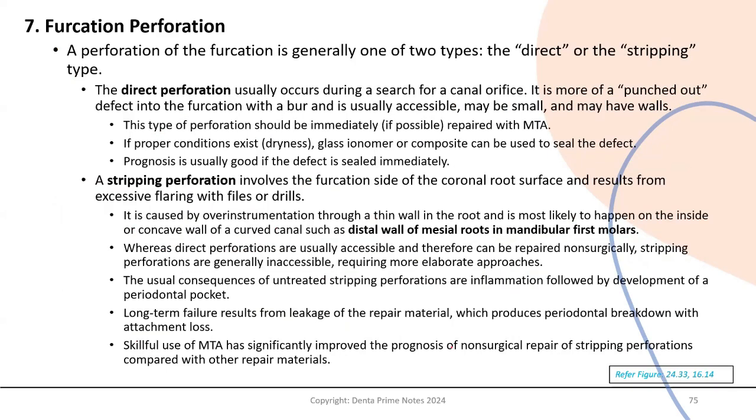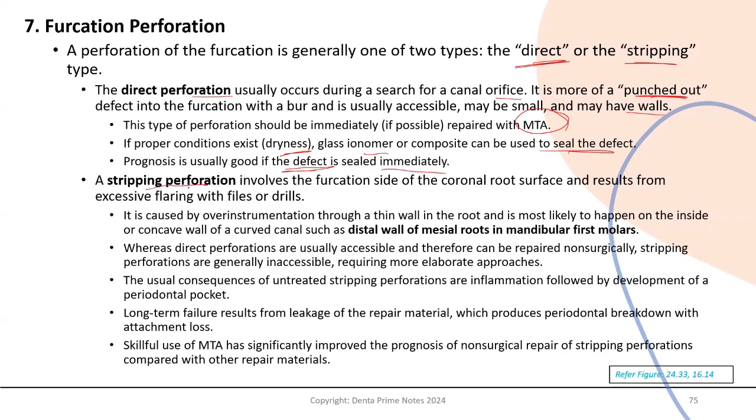Next comes furcation perforation. It's generally of two types: direct and stripping. Direct perforation usually occurs during a search for a canal orifice. It is more of a punched out defect into the furcation with a bur and is usually accessible, may be small, and may have walls. This type of perforation should be repaired immediately with MTA. If proper conditions exist, for example dryness, glass ionomer or composite can be used to seal the defect. Prognosis is usually good if the defect is sealed immediately.